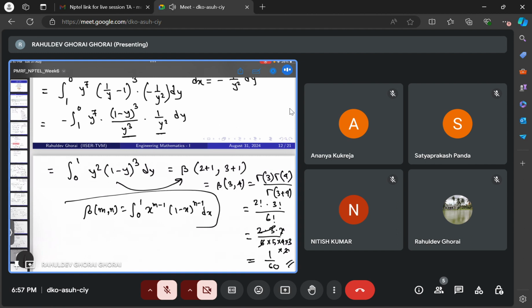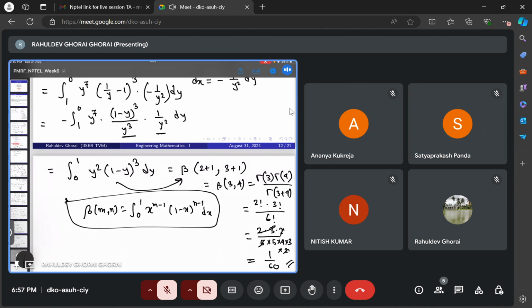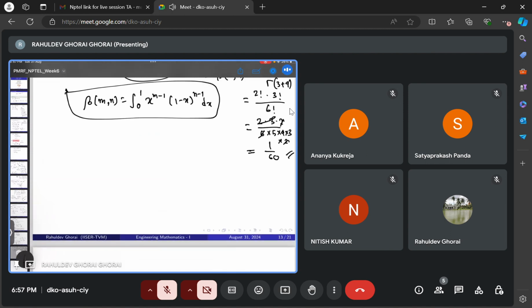You understood? All of you understood this thing? Yes, sir. Okay, right? Easy. So, this was one question on the Beta function. Okay, let's do one more question, then I will move to the double integral.